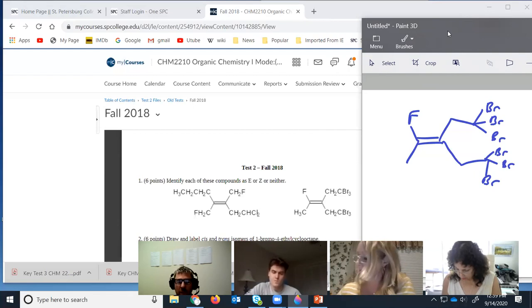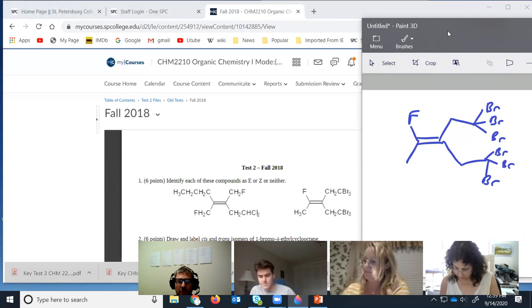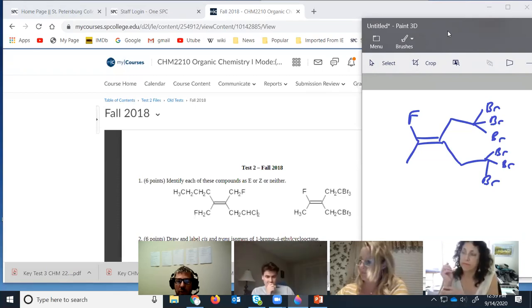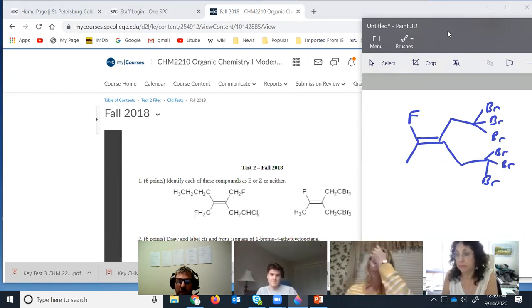Nope. The point is that you have a C there that has exactly the same things attached. That means if you were to switch those two things around, what change would you make? There'd be no change, right? So this is not subject to E or Z. So it's neither.